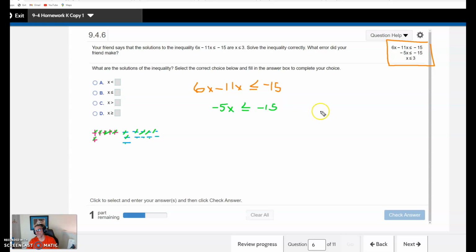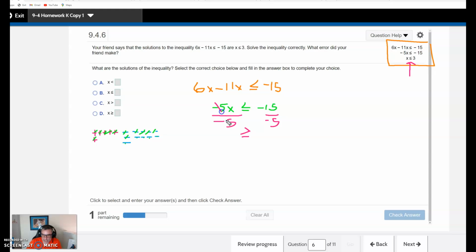All right, here is where I think our friend made a mistake. I have to divide by negative 5 here, right? We're x times negative 5, so we have to divide by negative 5. Divide by negative 5. We need to flip the symbol. So the symbol is now going the opposite direction. Look up here. All the symbols are facing the same direction. Our friend never flipped the symbol, right?